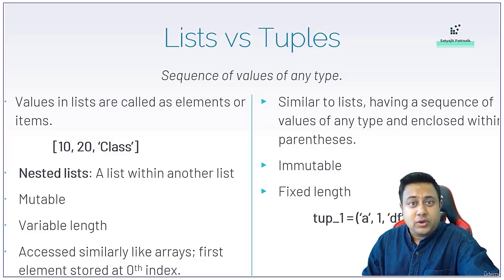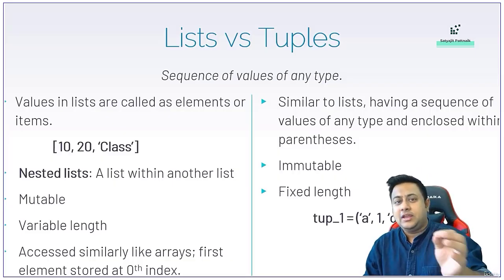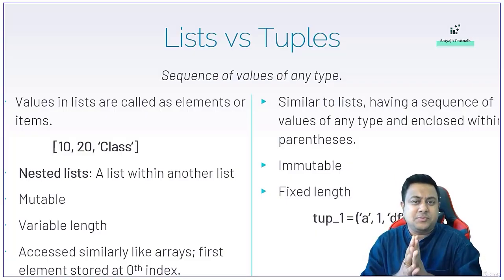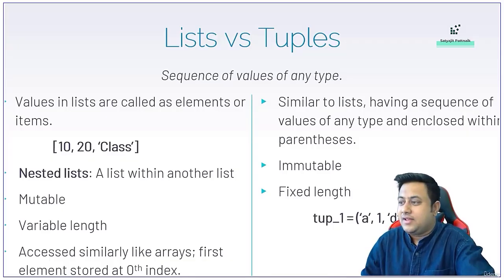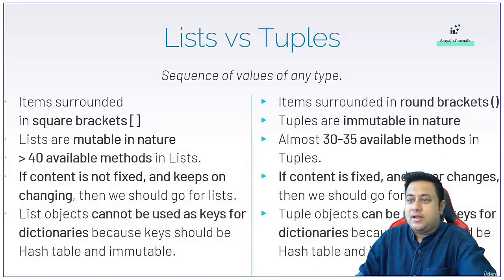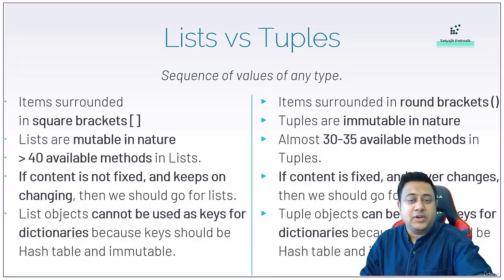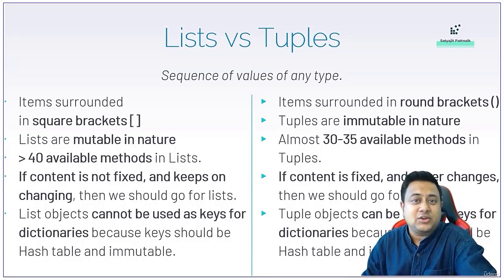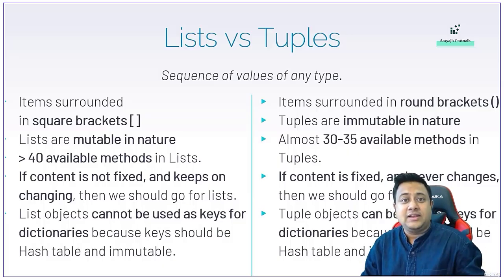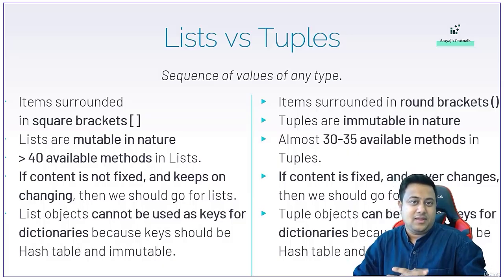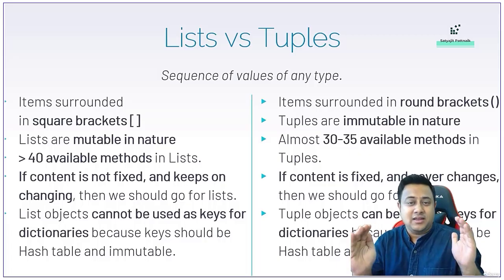Tuples are similar to lists, having a sequence of values of any type, enclosed within parentheses. There are very few differences between lists and tuples, which we will be discussing in the next slide. Let's first discuss the differences between tuples and lists, and then we'll start talking about lists in practical terms. The first difference is lists are always defined in square brackets and tuples are always defined in round brackets.